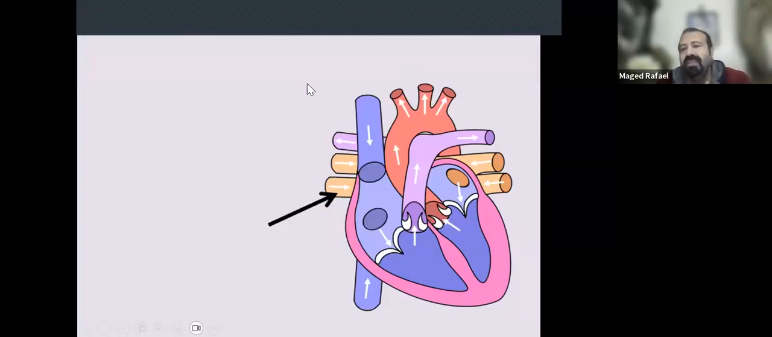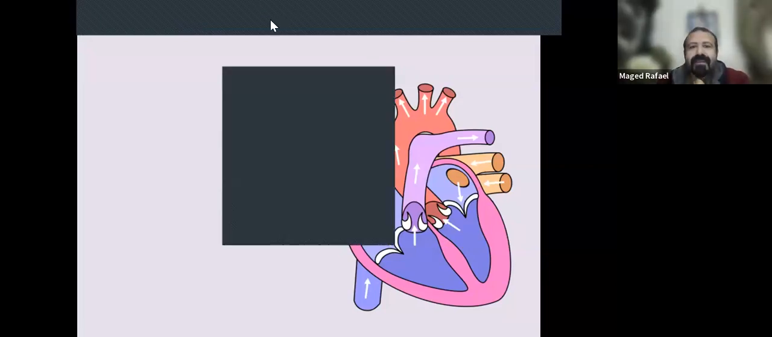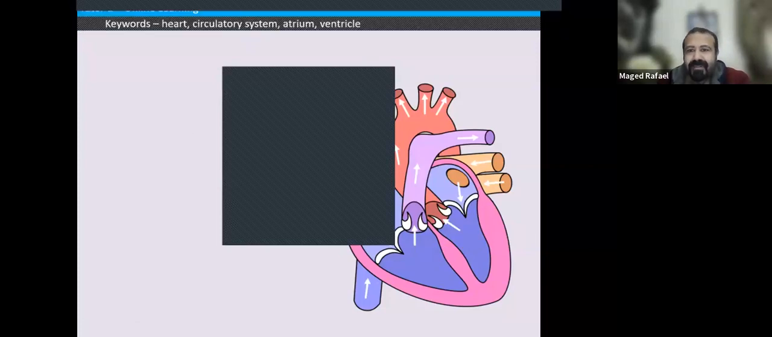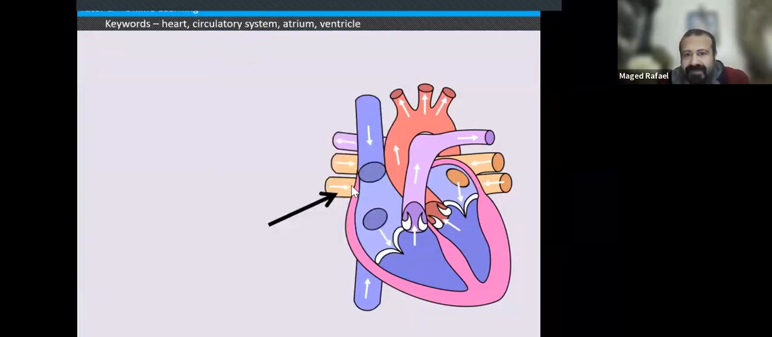Okay? And what about this? Please focus. It delivers the blood to the left side, not to the right side. So this is what? Exactly. No, Rakan, those are the ventricles. Those are the ventricles. And I'm asking about this one. This is a vein. It delivers the blood to the left atrium.